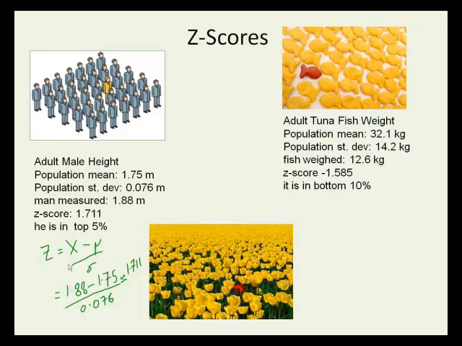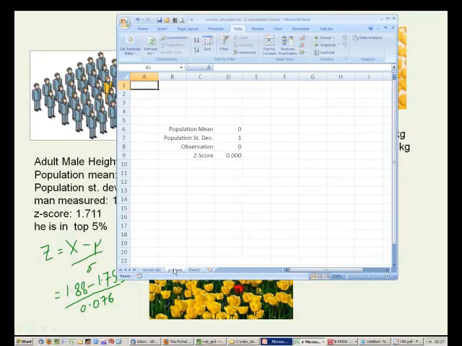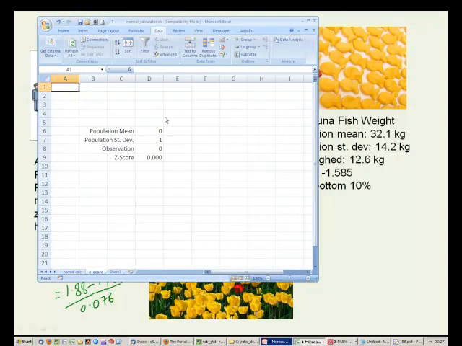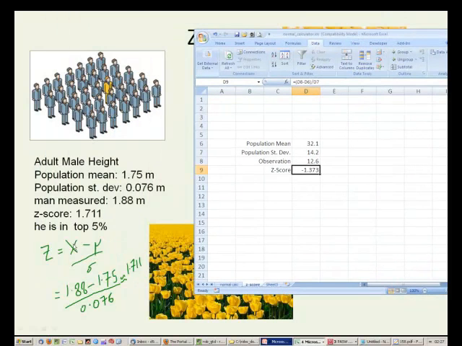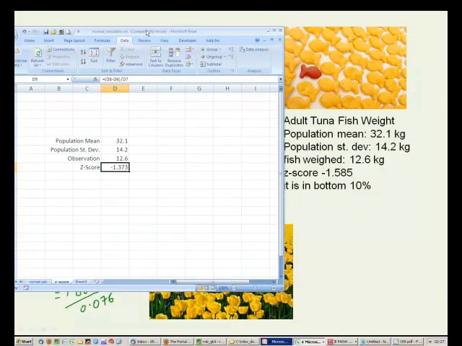You work out the Z-score in this way, or you can do it all on the spreadsheet. The population mean is 32.1. Standard deviation 6.2. The fish that we've caught, 12.6, gives you a Z-score of minus 1.73. The Z-score is negative because we're below the mean here. So this number here will be smaller than this number, so negative. So a negative Z-score means that you're below the average for that population.